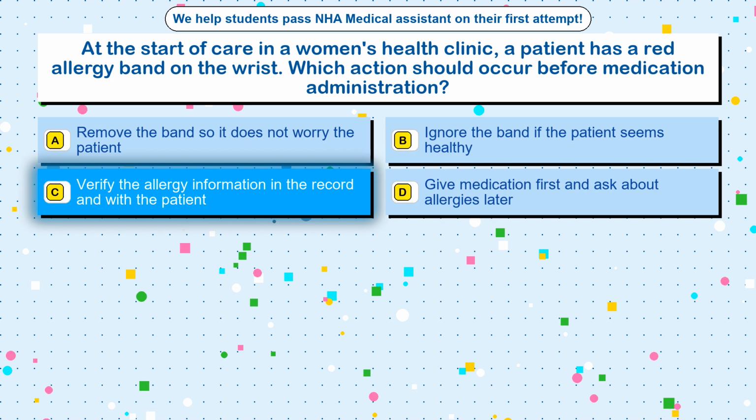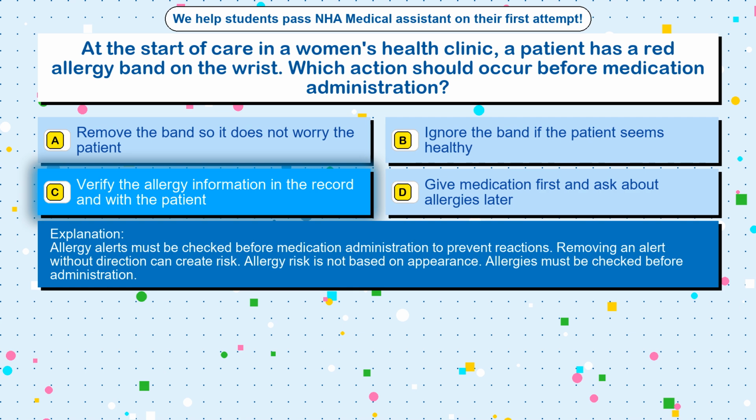Verify the allergy information in the record and with the patient. Allergy alerts must be checked before medication administration to prevent reactions. Removing an alert without direction can create risk. Allergy risk is not based on appearance. Allergies must be checked before administration.